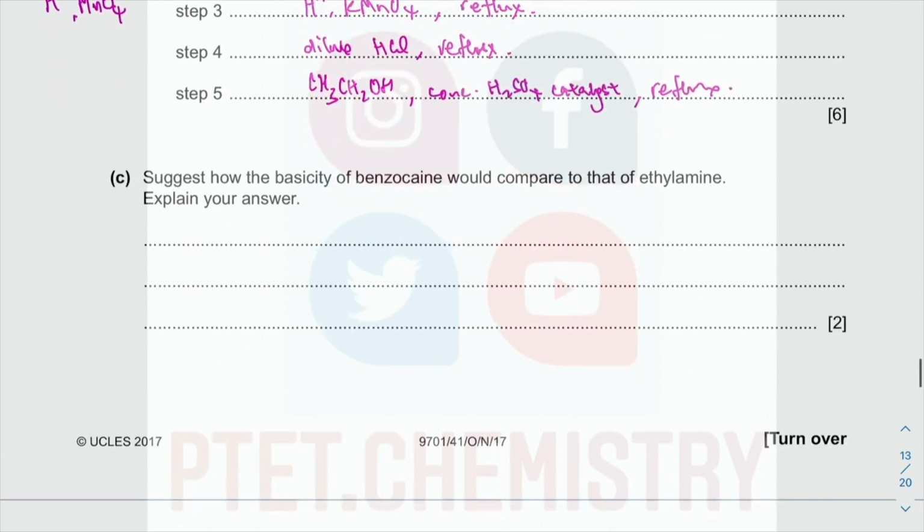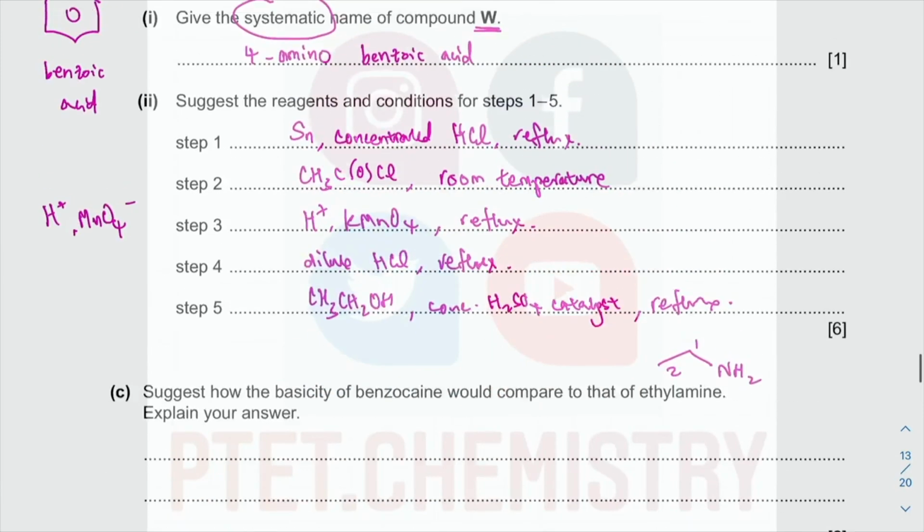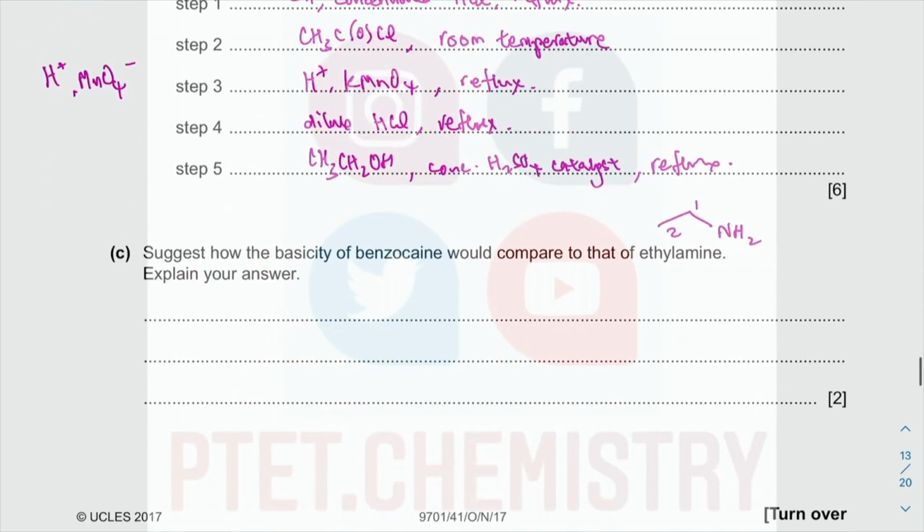Okay. So next bit is about the basicity of benzocaine versus ethylamine. So ethylamine is just a straight chain amine, so 1 carbon, 2 carbons. Benzocaine is, well, it's got an ester there. Okay, it's got NH2. This is still a phenylamine. So this is one of those fixed essay questions, but instead of asking you to compare 3 things, they just ask you to compare 2 things.